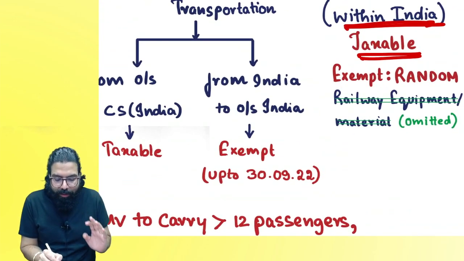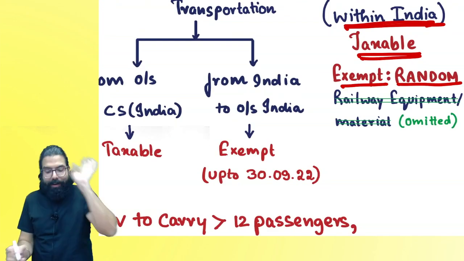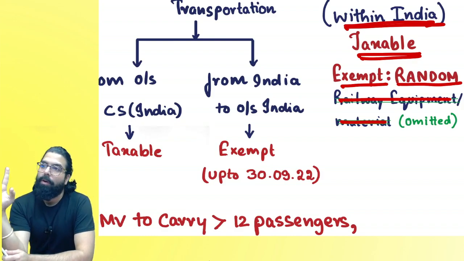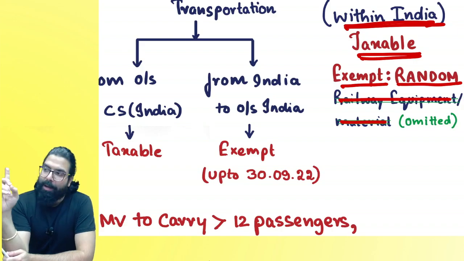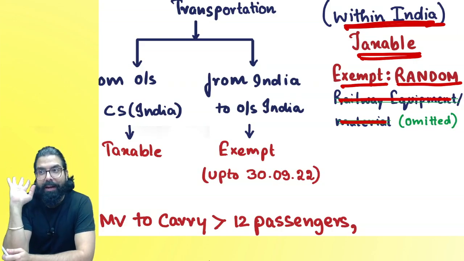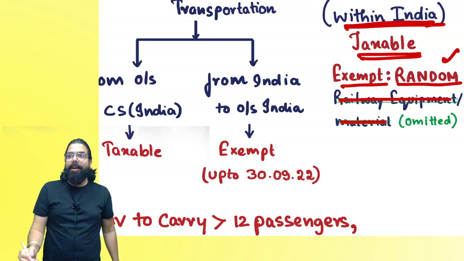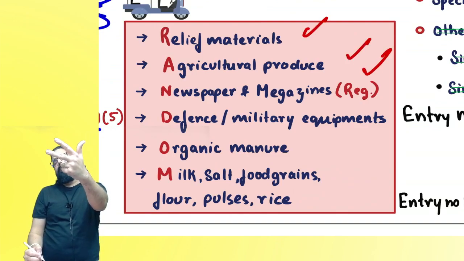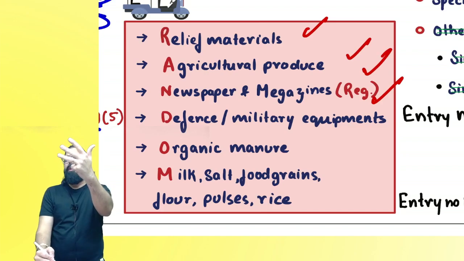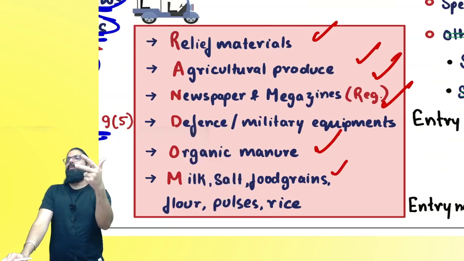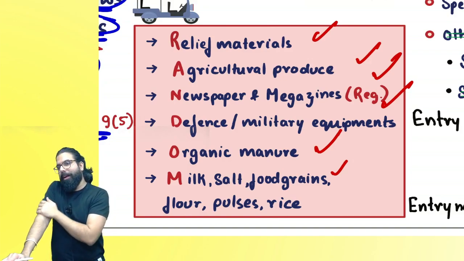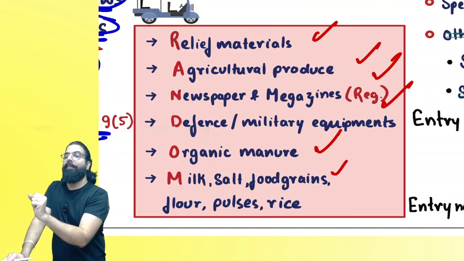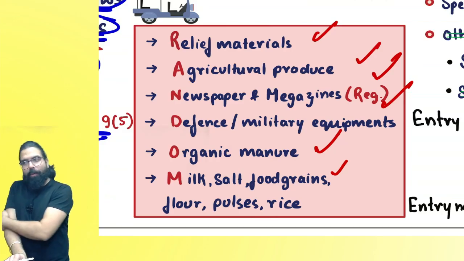But the exemption was given only for what? Random items. And railway equipment and material was also exempted if transported from one coast to another. But now it is omitted, meaning railway equipment will be taxed. What do you mean by random items? Relief material, agricultural produce, newspaper and magazine, defense and military equipment, organic manure, milk, salt, food grain, flours, pulses, and rice. They will tell you biscuits made of food grains. Remember, biscuits transportation is not exempt. What is exempt? Food grains. Are we clear, everyone? Can I go ahead?